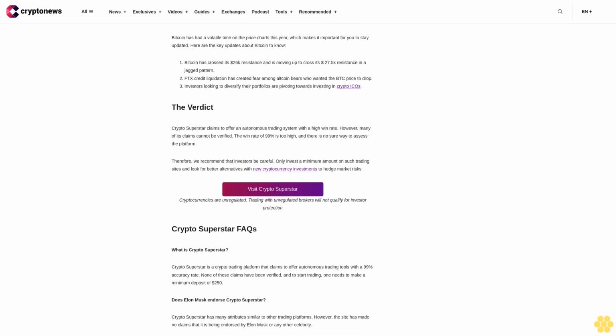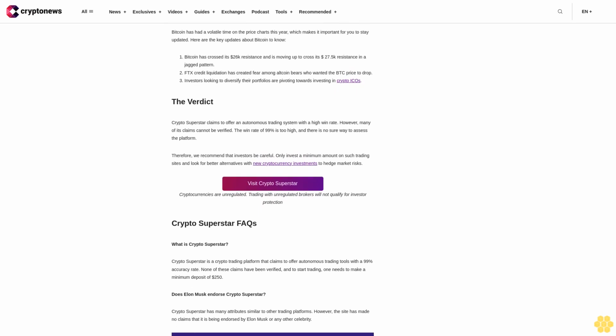Who is the founder of Crypto Superstar? Crypto Superstar has not provided any details about who the makers of this platform are. We also searched for any reference about this platform on social media platforms, but came up empty. While crypto devs often hide their ID, it is critical to remember that the current regulatory ecosystem requires transparency.